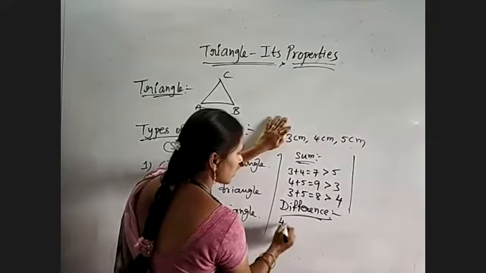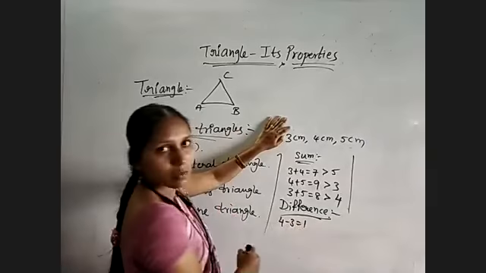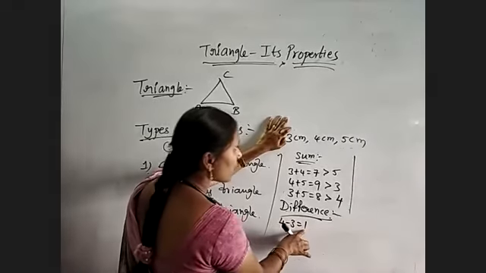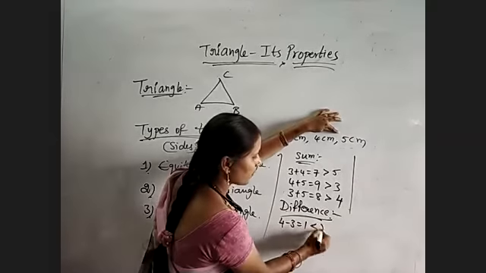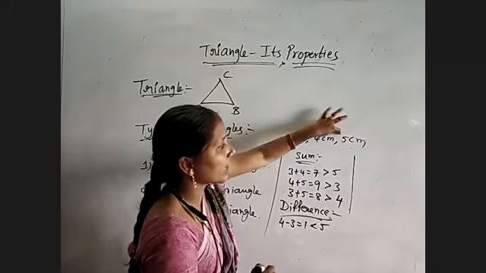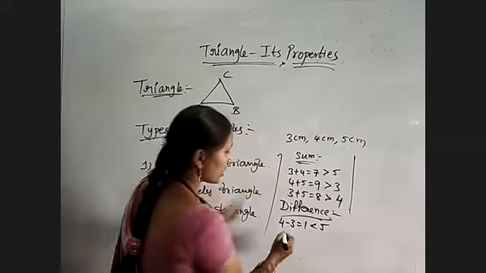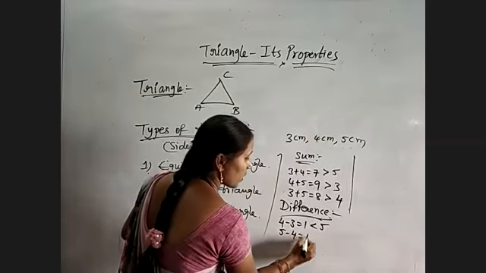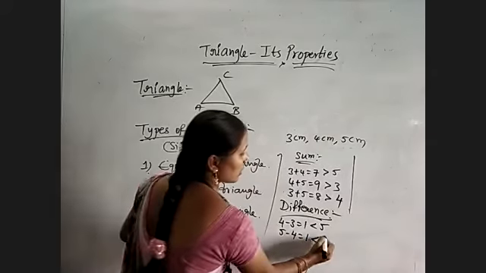4 minus 3 is equal to 1. Greater number minus smaller number we have to take. And that 1 is lesser than 5. Third side is 5. Yes or no? Now 4 and 5 I am taking. So their difference, 5 minus 4 equal to 1. 1 is lesser than 3.